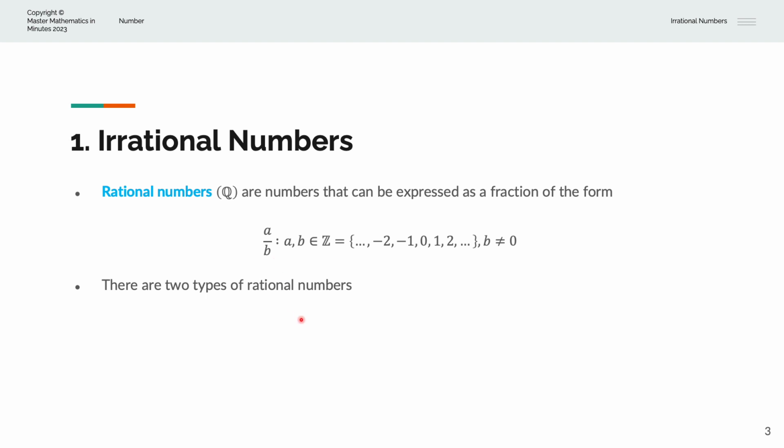There are two types of rational numbers. The first one is a terminating decimal. For example, 0.17 can be rewritten as 17 over 100. So 17 and 100 are both integers, and so this is a rational number.